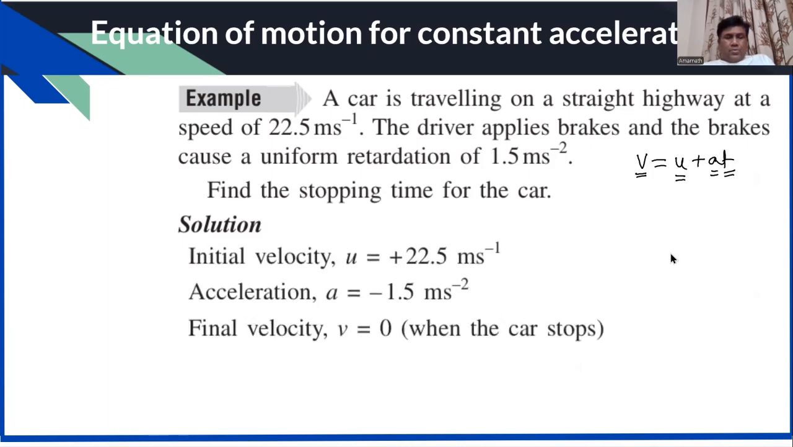So initial velocity is U equal to this much, A equal to this much, V equal to 0. Car stops now. So V equal to U plus AT. So 0 equal to 22.5 minus 1.5 T. 15 seconds.